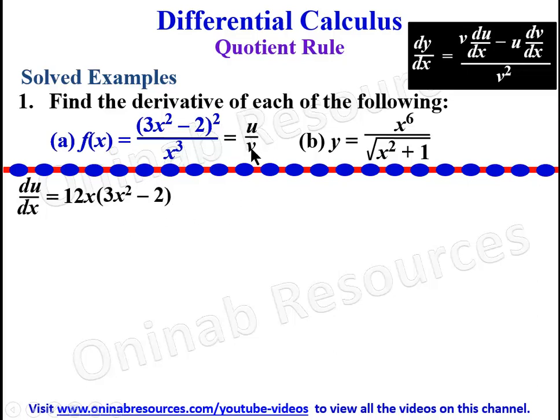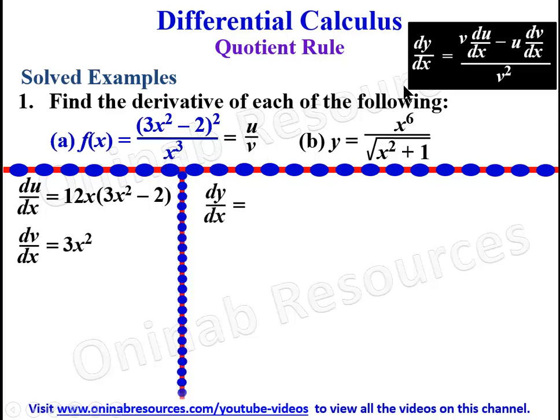Then we go ahead to find dv/dx. Here, v is x cubed. If you multiply by the power, that will give you 3x cubed. Reduce the power by 1, which gives 3x squared.